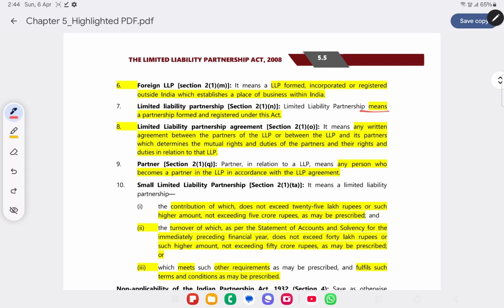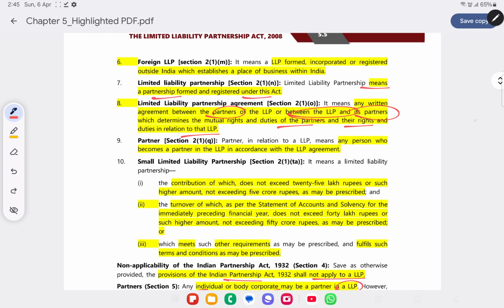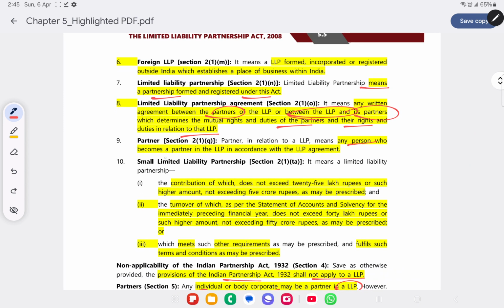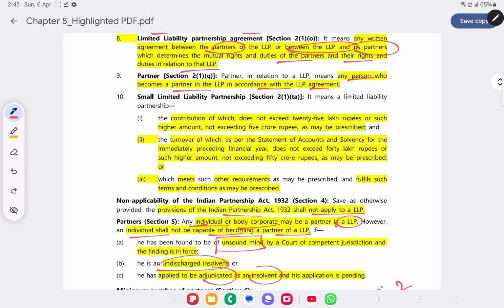Now what do you mean by LLP? LLP means a partnership which is registered under this act. What do you mean by LLP agreements? We have a partnership agreement. Similarly for LLP, we have an LLP agreement, which is between partners or between the LLP and the partners, which specifies their mutual rights and duties amongst themselves and in relation to the LLP. Who is a partner? Partner means any person who becomes a partner in the LLP in accordance with the LLP agreement.